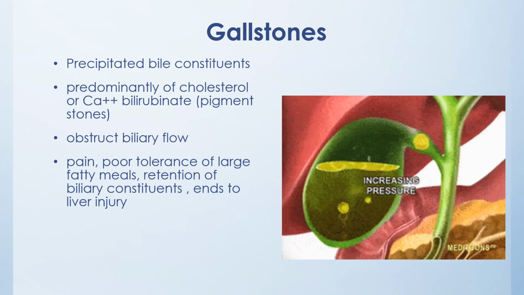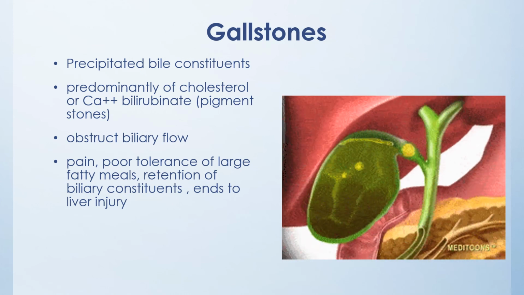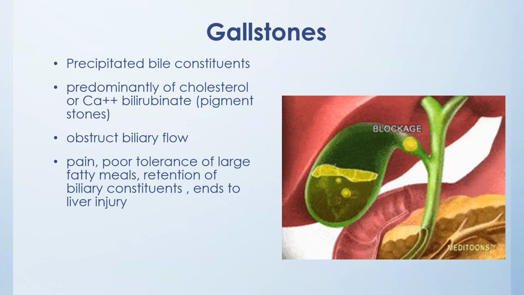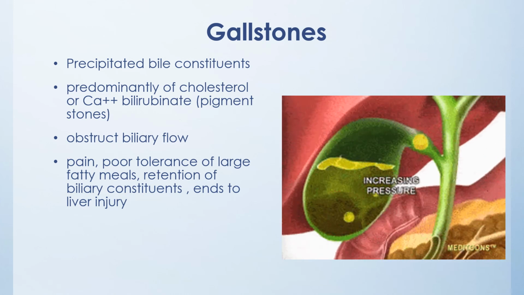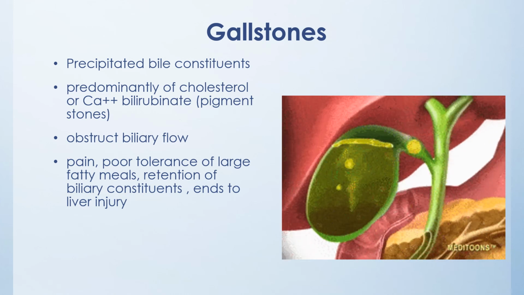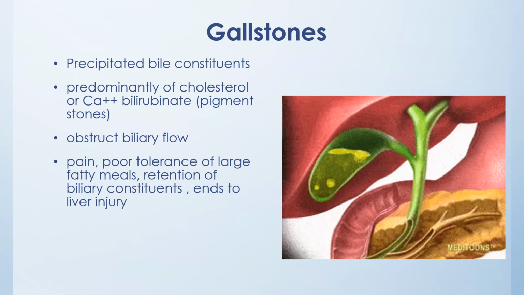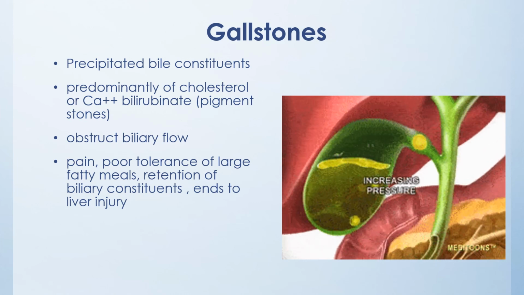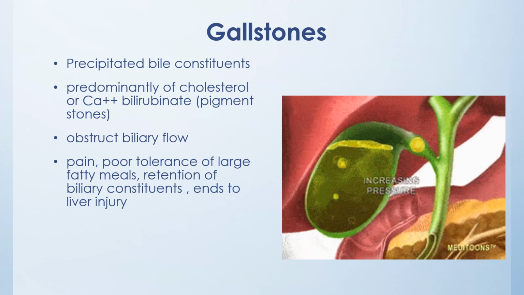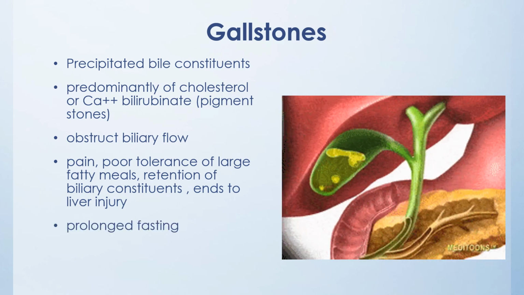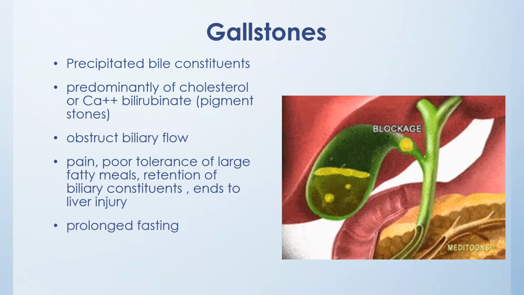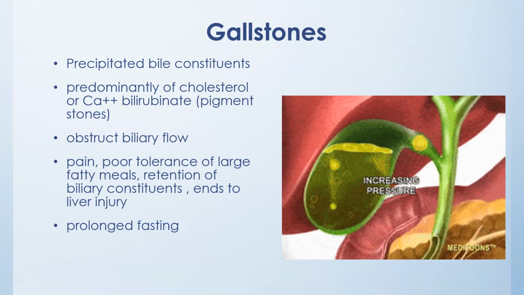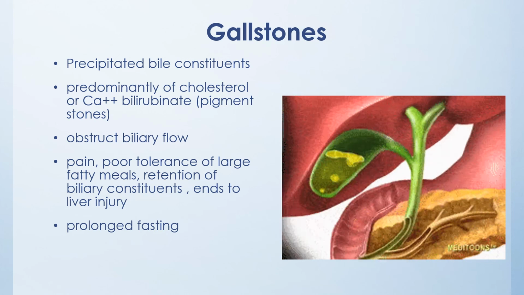In susceptible individuals, mechanisms that normally prevent nucleation of saturated bile are either defective or overcome, and small crystals form and grow into gallstones. Human bile is often supersaturated in terms of its cholesterol content, thus increasing the risk of stone formation, particularly during prolonged fasting. Gallstones are especially common in middle-aged women who are obese, particularly those who have born children, for unknown reasons.